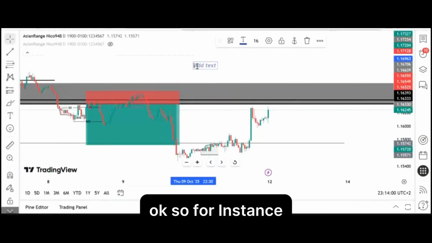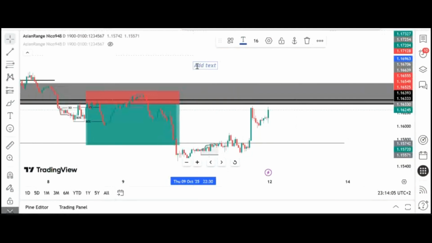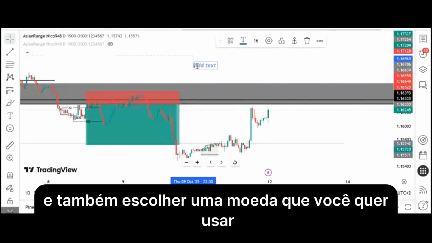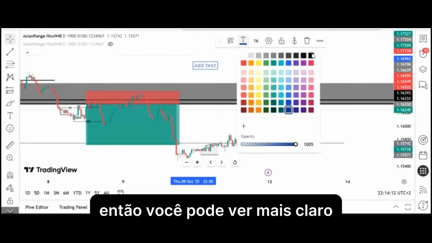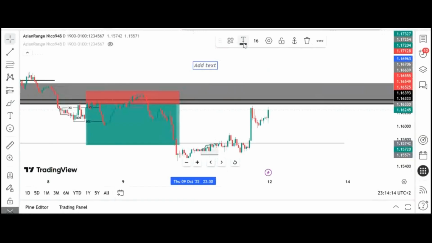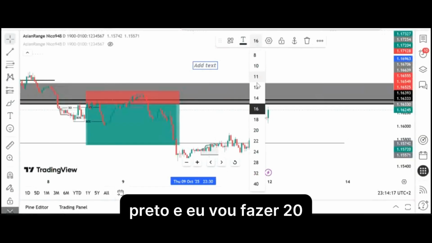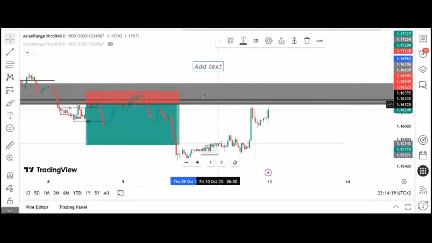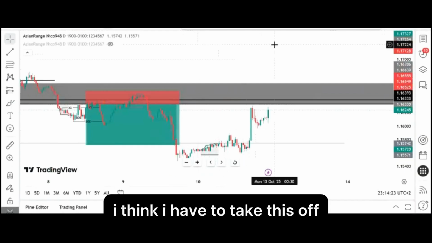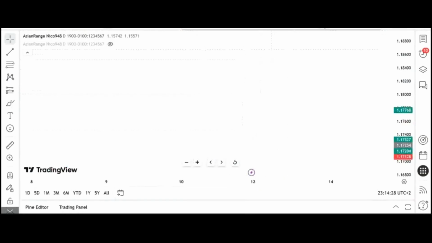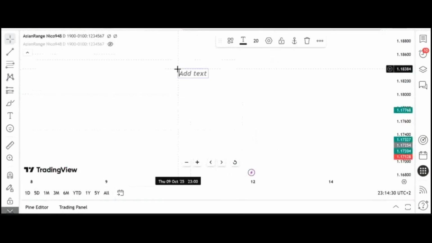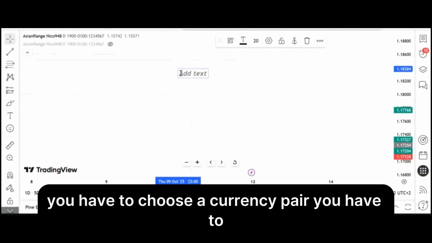Okay. So, for instance, before trading, you have to choose a platform and also choose a currency that you want to use. Let me change the color to black so you can see it more clearly. Black, and I'll make it bold. Okay, so before thinking of trading, you have to choose a currency pair.